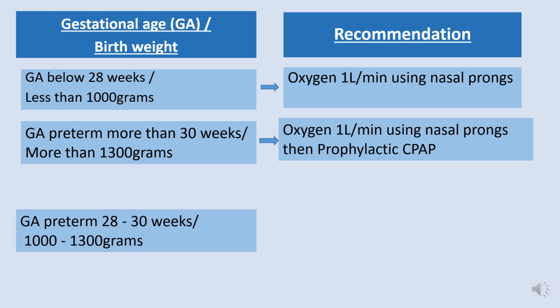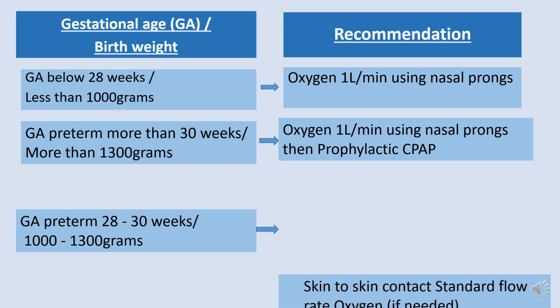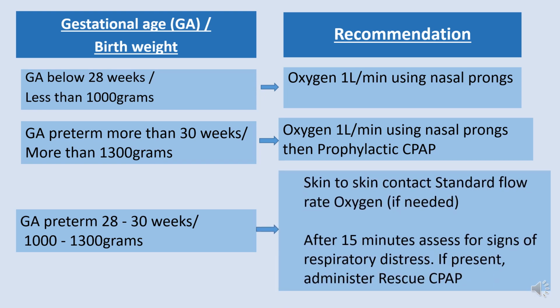If the gestational age is between what we have already said, between 28 and 30 weeks, and/or the weight is between 1 kilo and 1.3, the recommendation is you put them on oxygen, standard flow rate, and then you put them on skin-to-skin contact, that is kangaroo mother care, because they're fairly stable. And then you assess them after 15 minutes. And if there are any signs of respiratory distress, then you administer rescue CPAP. So there's a slide that repeats this in detail when we're talking about what you should do in the delivery room.